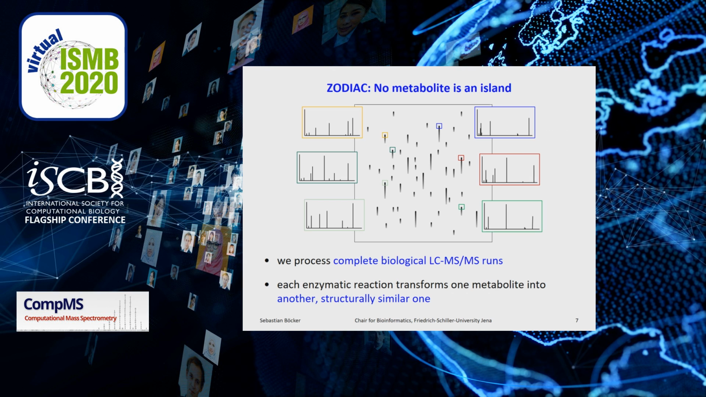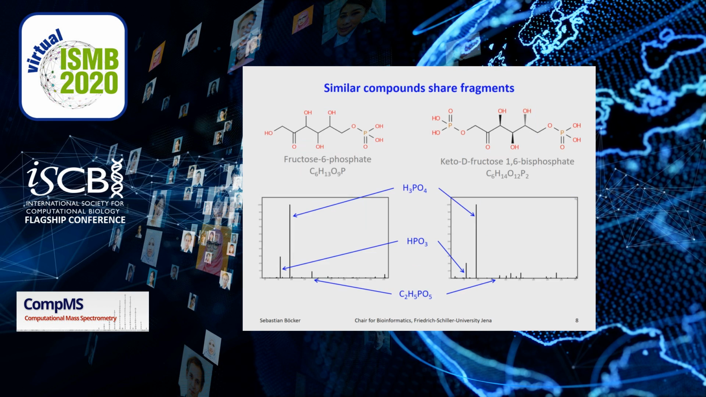But in ZODIAC, we consider that we have a complete LC-MS run, and that means that we have probably measured many structurally highly similar metabolites, because in such a biological run, obviously enzymatic reactions transform one metabolite into another. And that's what is actually interesting for us, but we can also use that to improve the data analysis.